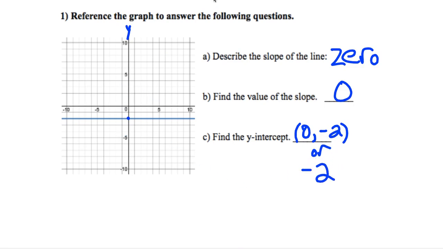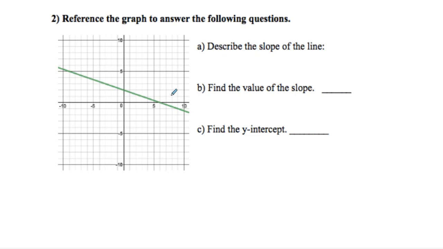Just real briefly, if you have a straight vertical line, so let's say I had a line that went straight up and down, this is the line that we say has an undefined slope. There's no run to it at all. So this is the undefined slope line. All right, but our line was a 0 slope, that horizontal line.